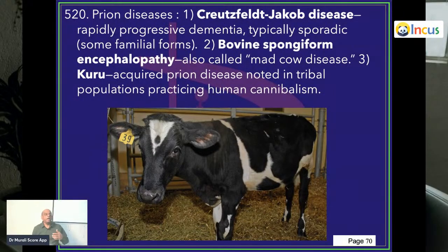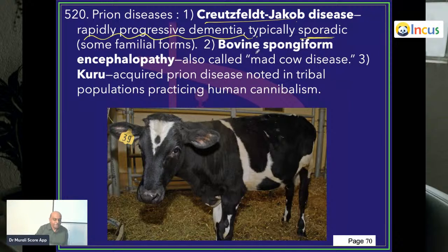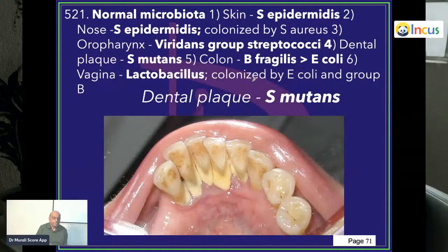What is a prion disease? Creutzfeldt-Jakob disease. Prion protein is an altered protein. It is not DNA. It is not RNA. It leads to a rapidly progressive dementia, usually sporadic, typically, and it can be bovine spongiform encephalopathy, which is also called mad cow disease. Kuru is the acquired prion disease.